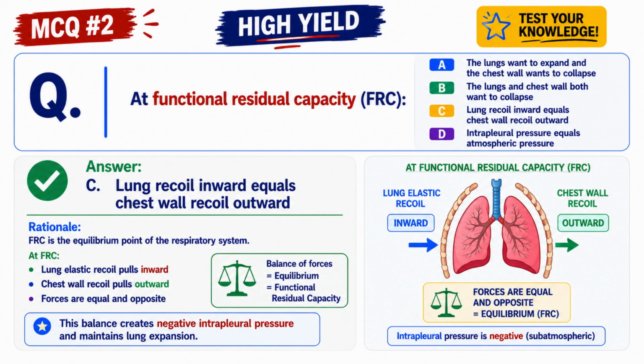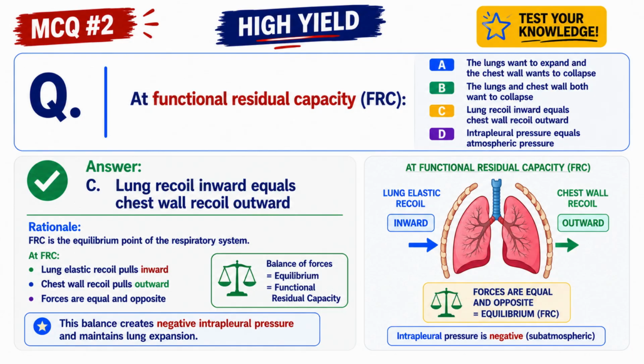Decreased lung elasticity, emphysema: less inward pull. Equilibrium shifts outward. FRC increases. Increased lung stiffness, fibrosis: more inward pull. Equilibrium shifts inward. FRC decreases.